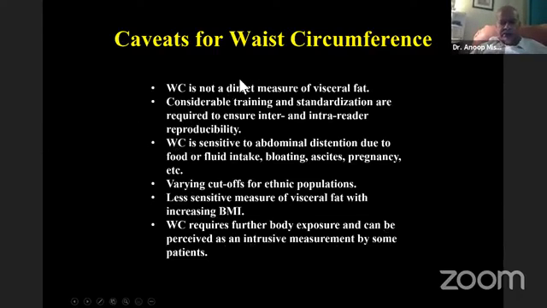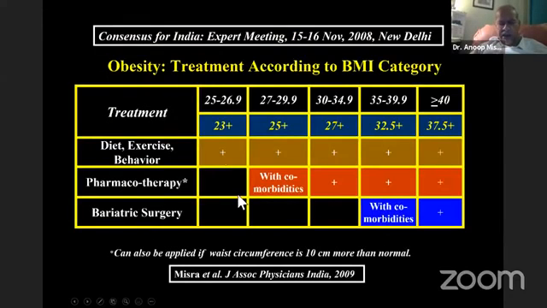Now these are the various cutoffs in the same 2009 document, treatment of obesity. We lowered the cutoff for initiation of pharmacotherapy and also bariatric surgery. Almost similar cutoffs, 10 years later, are still going on. So nobody has changed any cutoffs here.